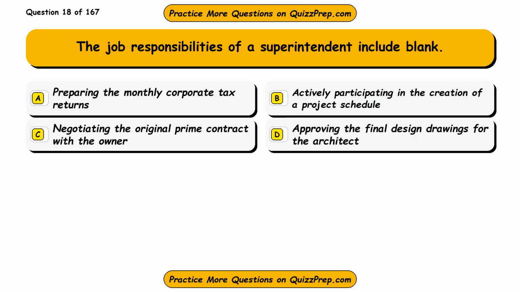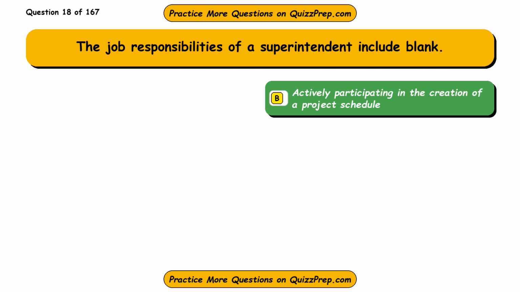Question 18. The job responsibilities of a superintendent include blank. Option A. Preparing the monthly corporate tax returns. Option B. Actively participating in the creation of a project schedule. Option C. Negotiating the original prime contract with the owner. Option D. Approving the final design drawings for the architect. The correct answer is option B. Actively participating in the creation of a project schedule.